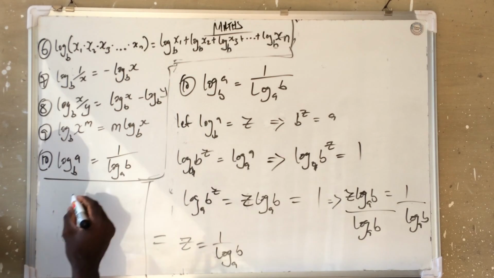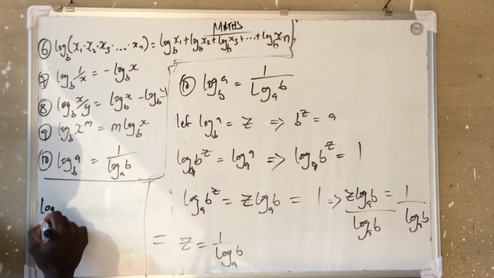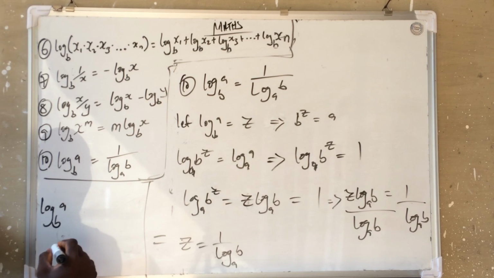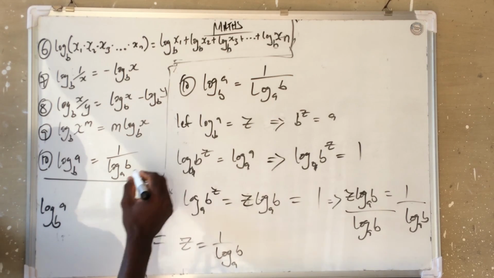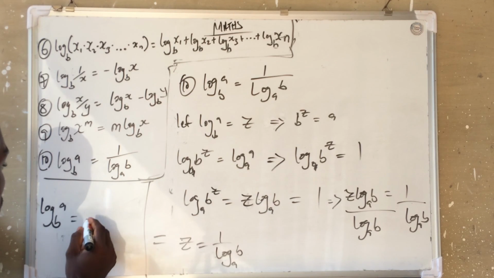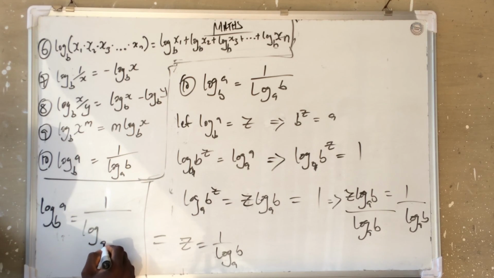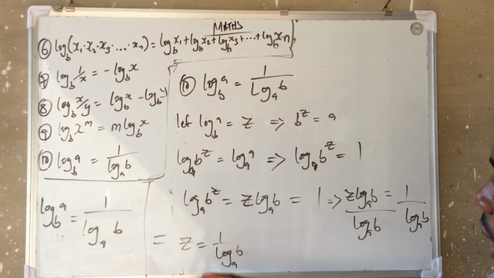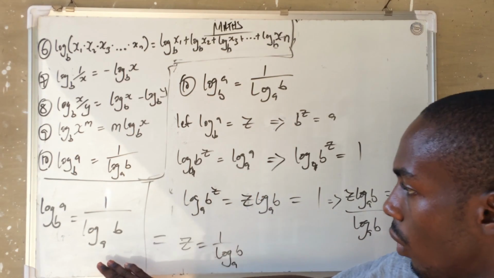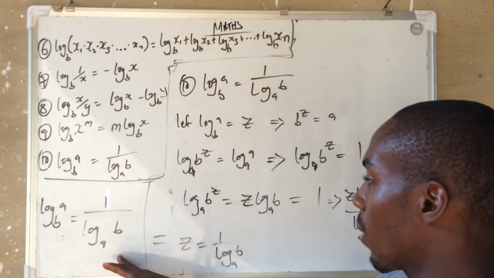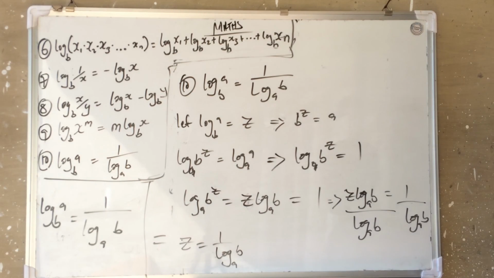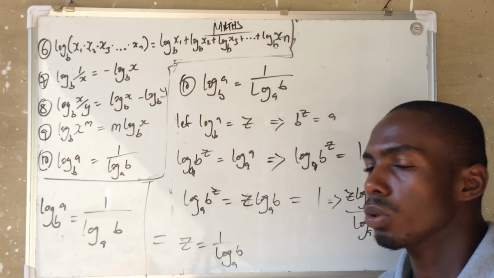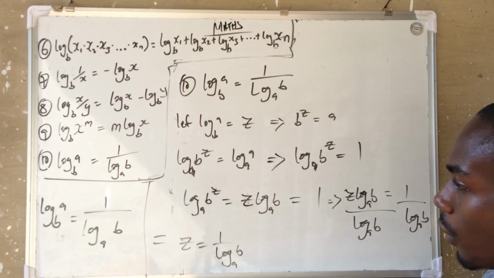What is my z? My z is log base b of a, and it is equal to 1 over log base a of b. So now I have succeeded in showing you that the left hand side is equal to the right hand side. There are other ways to do that, but that will come in my next video.